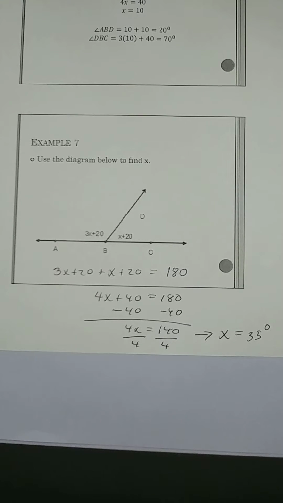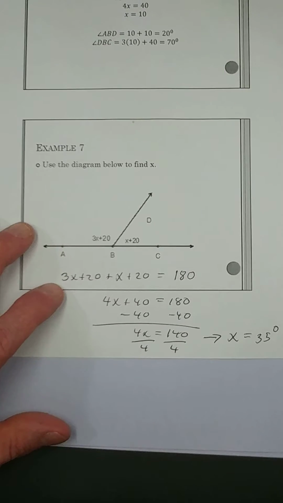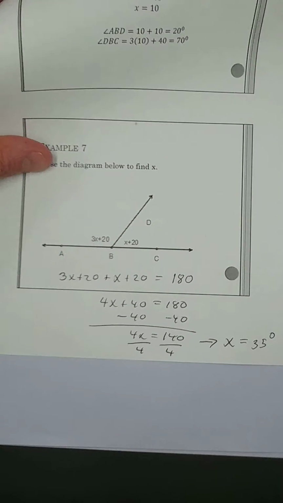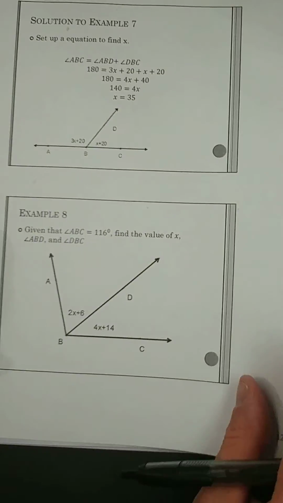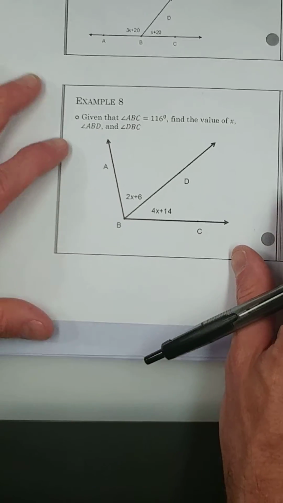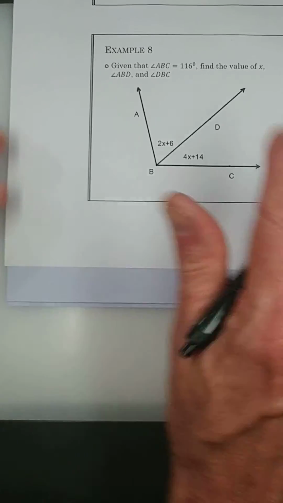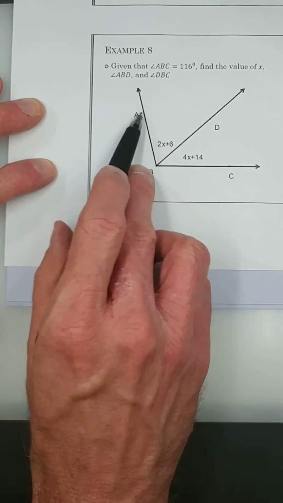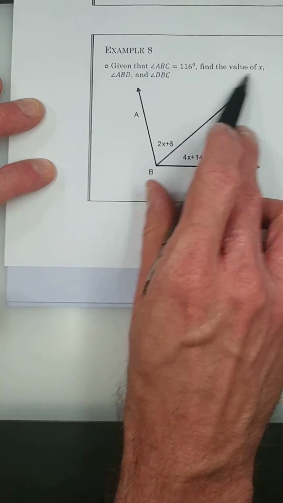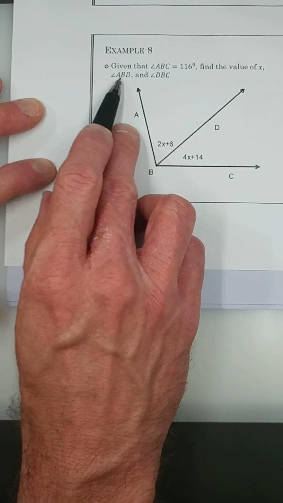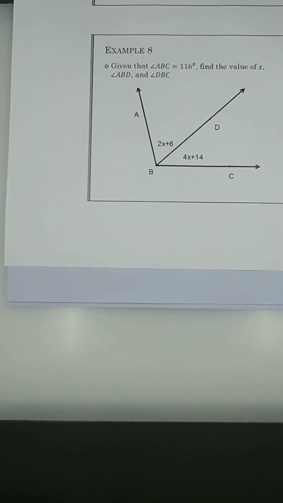Okay, the last example of this video will be number 8 from the PowerPoint. Again, we're staying with this idea of segment addition postulate. And we're going to do this example. So, given that ABC is 116, find the value of X, ABD, and DBC again.